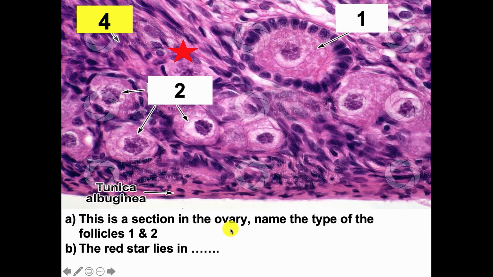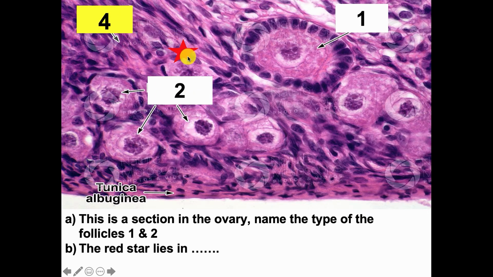Number 4, this is a section in the ovary. Name the type of the follicles 1 and 2. Number 1 here, single layer of simple cuboidal epithelium, surrounding of course the primary oocyte, and this is the nucleus with the prominent nucleolus. So this is the unilaminar primary follicle. Number 2, here we have the primary oocyte surrounded by one layer of flat squamous cells. These are the follicular cells, and this follicle will be the primordial follicle.